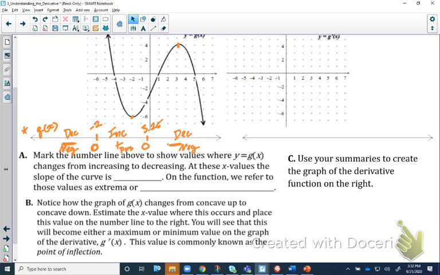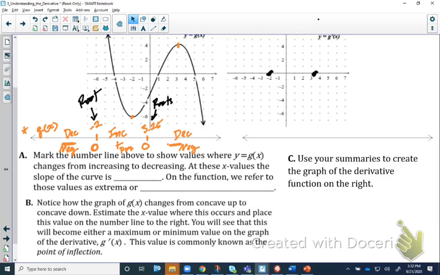And here, what this means is that on the derivative, here and here, that should be a root on the derivative function. So at about negative 2, I'm going to put a dot there, and just past the 3, I'm going to put a dot there. So those are my roots.